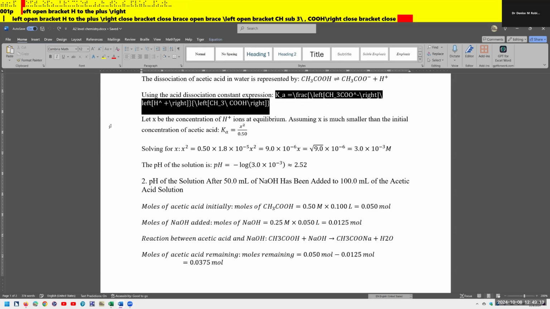Control Shift equals selected. K sub A equals backslash frac open brace backslash left open bracket CH sub 3 Q to the dash backslash right closed bracket backslash left open bracket H to the plus backslash right closed bracket closed brace open brace backslash left open bracket CH sub 3 backslash comma Q backslash right closed bracket closed brace math content. So anybody who's done LaTeX, that's all going to sound very familiar. But once again, you don't have to do this in LaTeX.